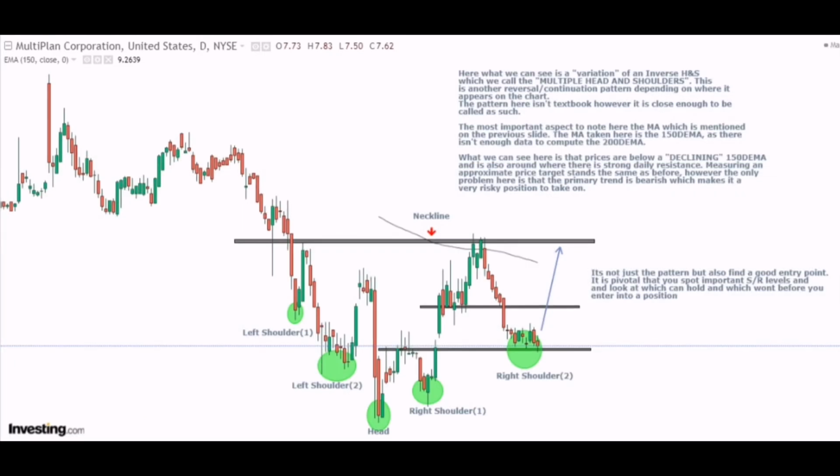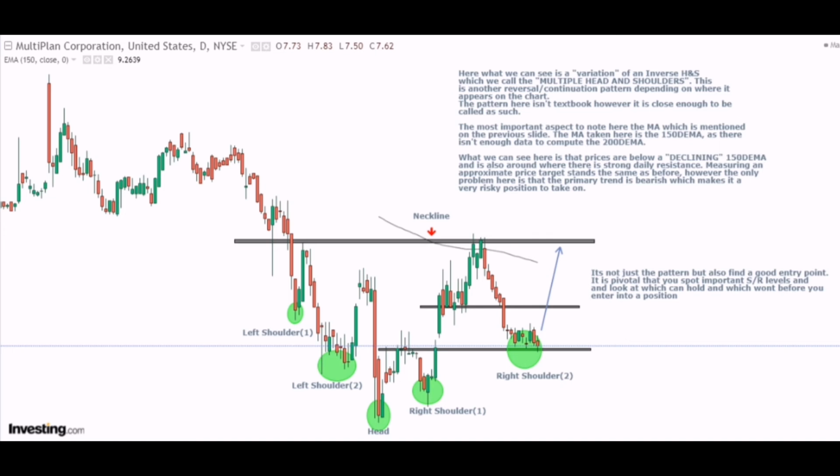Moving on to our next example, this is what we call a variation of an inverse head and shoulders. Why we call it a variation is because there are multiple shoulders on either side. Regardless of the amount of shoulders or heads, everything is the same as it was for the normal inverse head and shoulders. What's important to note here is the long-term moving average. As I mentioned before, it is important in my opinion for prices to be above a rising 200-day exponential moving average during the time of the breakout.